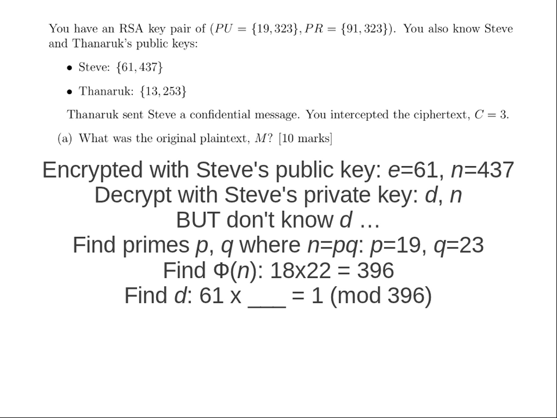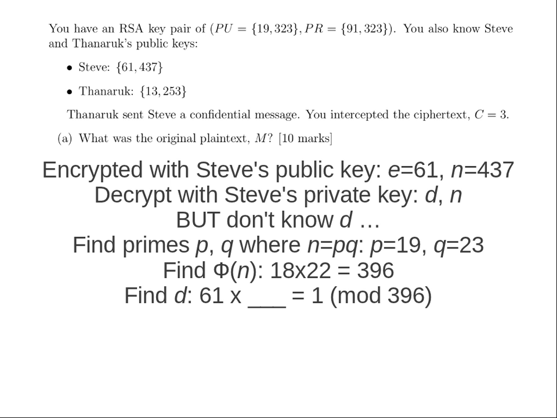The way to find D is the same way that Steve would have found D. Find the prime numbers that multiply to get N. So you had to factor N into 19 and 23. Once you factored N into 19 and 23, you calculate the totient of N, then you find a D such that when you multiply by E, you get 1 mod 396.